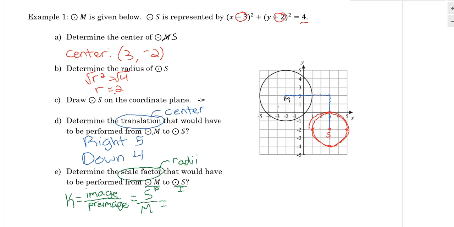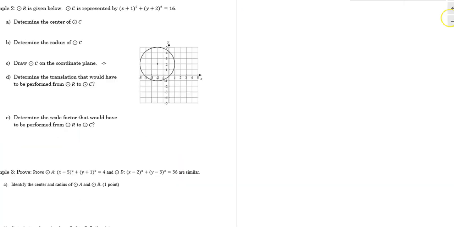So the radius of S is 2. We found that up here. Over the radius of M, well, I just have to count, right? 1, 2, 3. There's my radius. 2 over 3 is my scale factor. Or, right, this circle is 2/3 the size of that circle, which makes sense because it is smaller. All right, let's look at our next example.